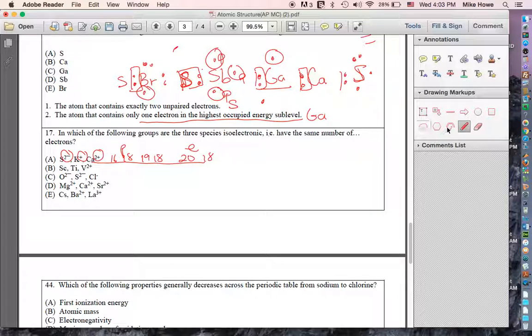All right, in case you're not happy with the way I made that look, let's just take that away. I'm kind of confused by the whole thing in general. Isoelectronic just means they have the same number of electrons.